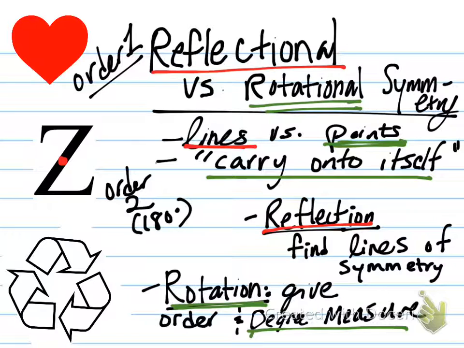So that would be an order 3. So the order is the number of positions it can be in where it's indistinguishable from its original position. So let's practice this a bit.